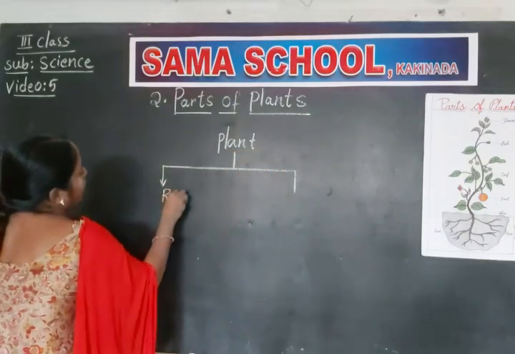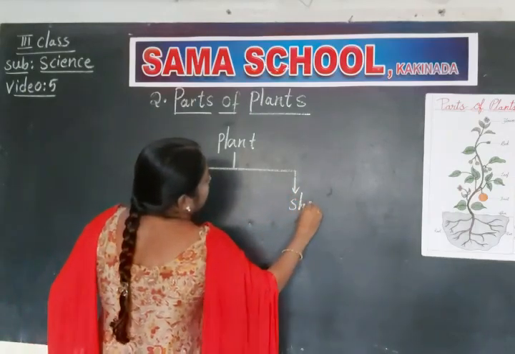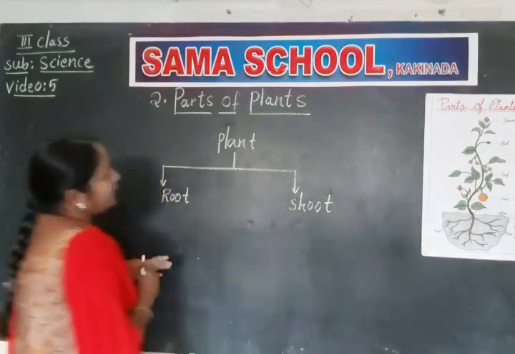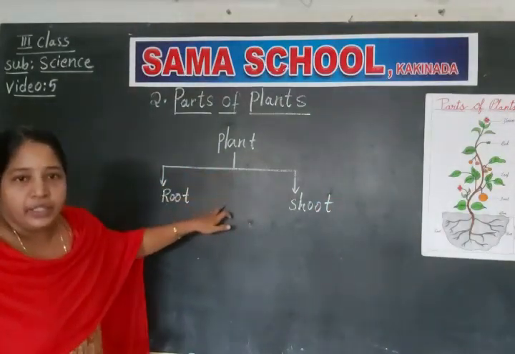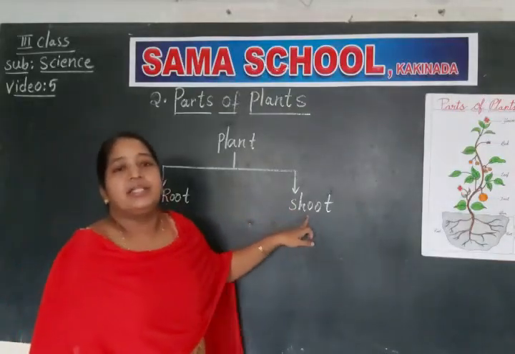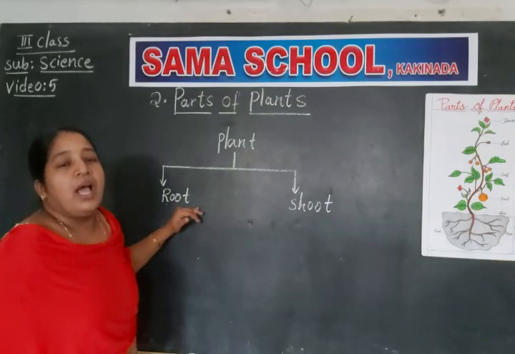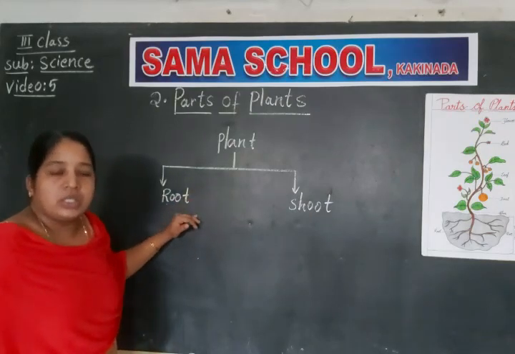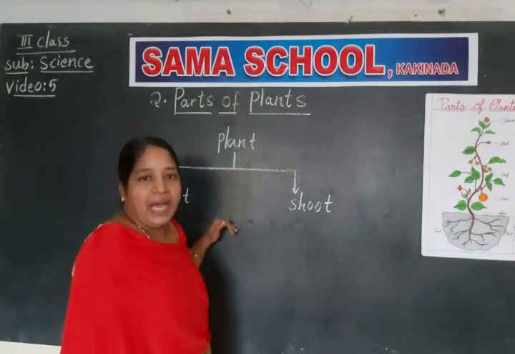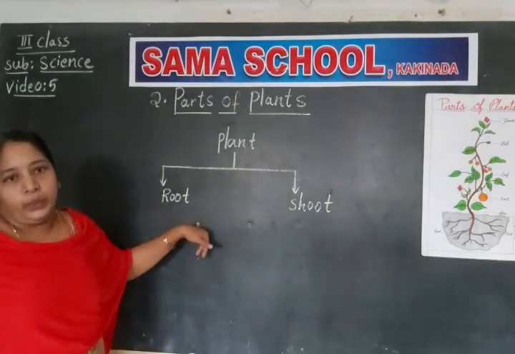One is root, the other one is shoot. The plant is mainly divided into two parts. One is root and the other one is shoot. And what is root? The part that grows below the soil. The part that grows below the soil is called root.